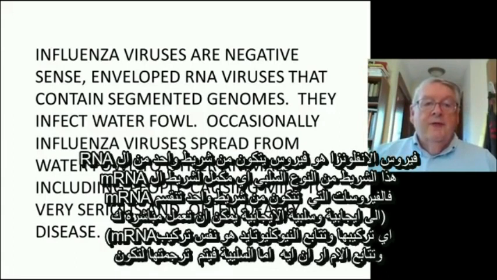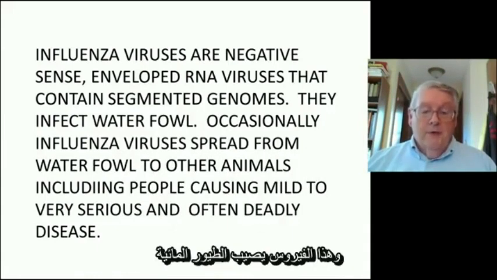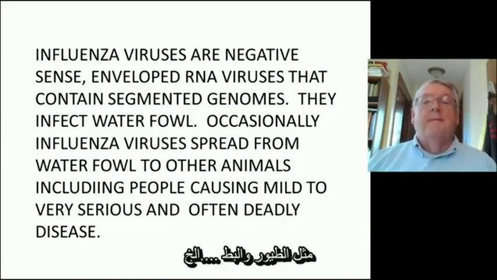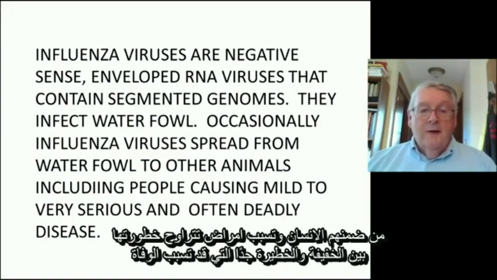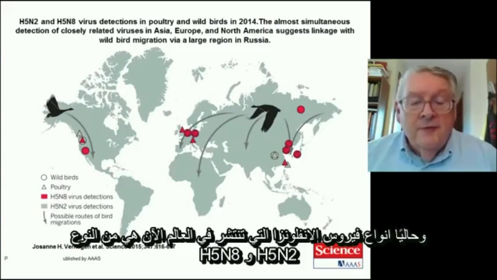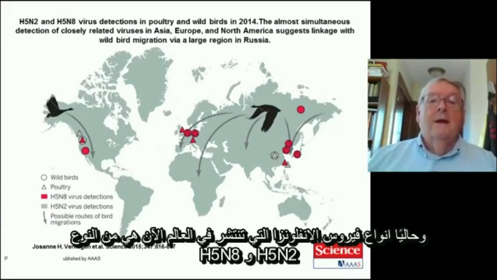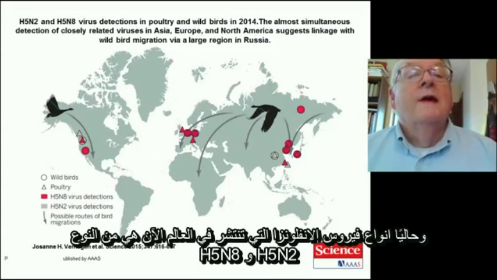Influenza viruses are negative sense enveloped RNA viruses that contain segmented genomes. They infect waterfowl, birds, ducks, geese, things like that. Occasionally, influenza viruses spread from waterfowl to other animals, including people, causing mild to very serious and often deadly disease. Current influenza viruses that are circulating through the world right now are H5N2 and H5N8.